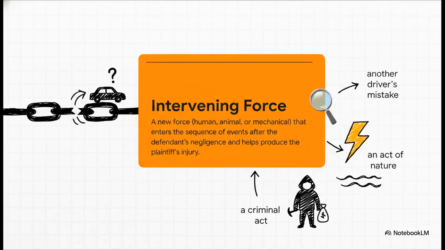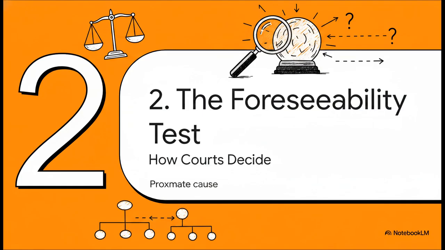And that brings us to this term, an intervening force. This is some new event that jumps into the story after the defendant was negligent. It could be another driver messing up, an act of God, or even a crime. Now, an intervening force makes the chain more complicated for sure, but, and this is so important, it doesn't automatically break it. So how in the world do courts decide if the chain holds or breaks? Well, they use a crucial tool called the Foreseeability Test. This right here is the heart of our entire discussion today.